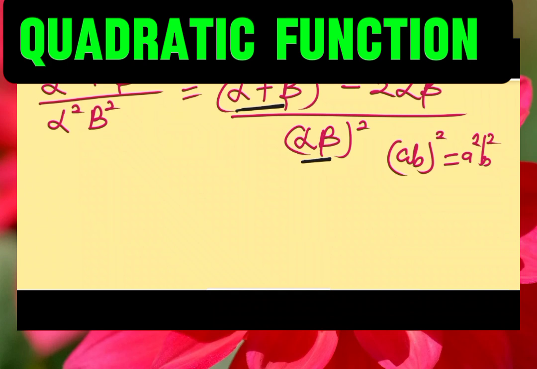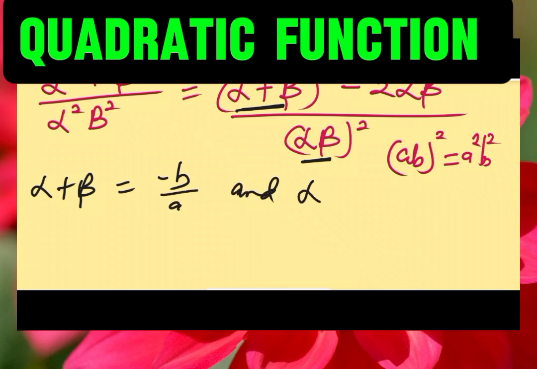Good. Now, what is the sum of roots and the product of roots? Sum of roots, alpha plus beta, is the same as what? Minus b over a. Good. And the product of roots, alpha beta, is the same as what? C over a. How come of b over a, c over a?